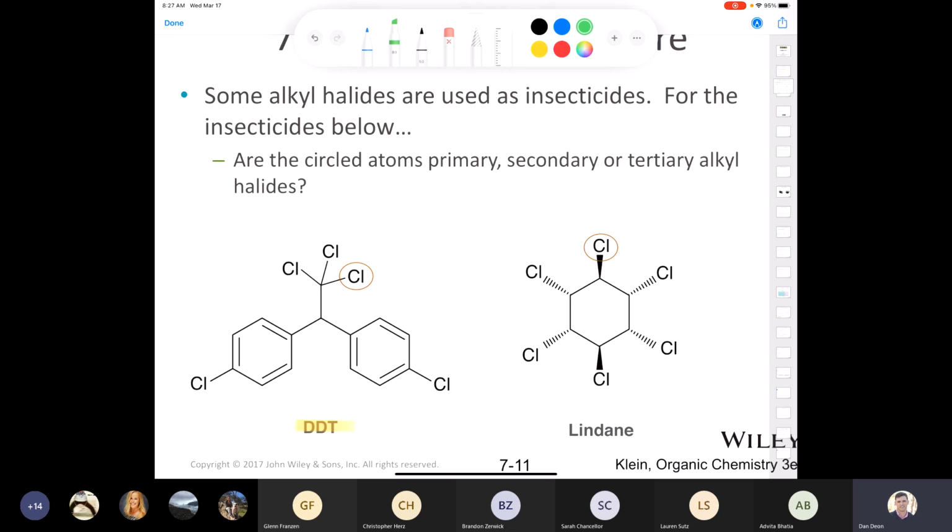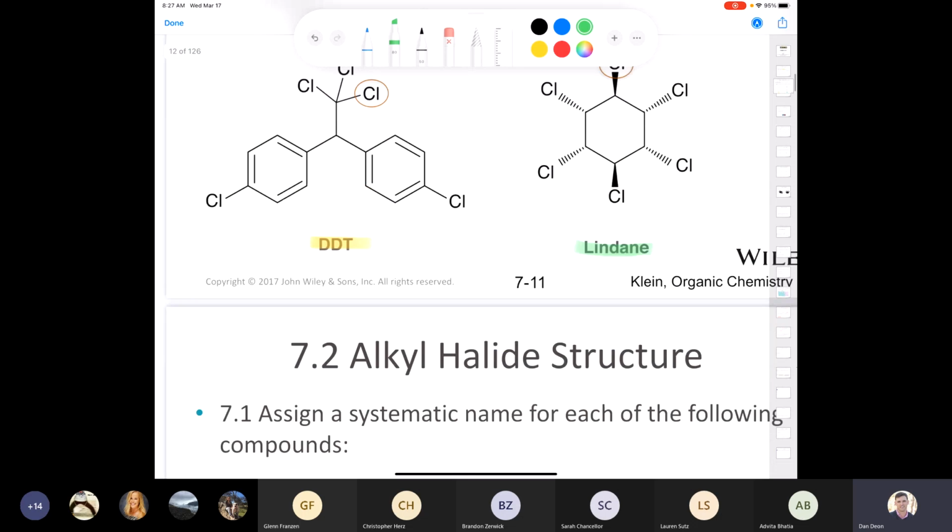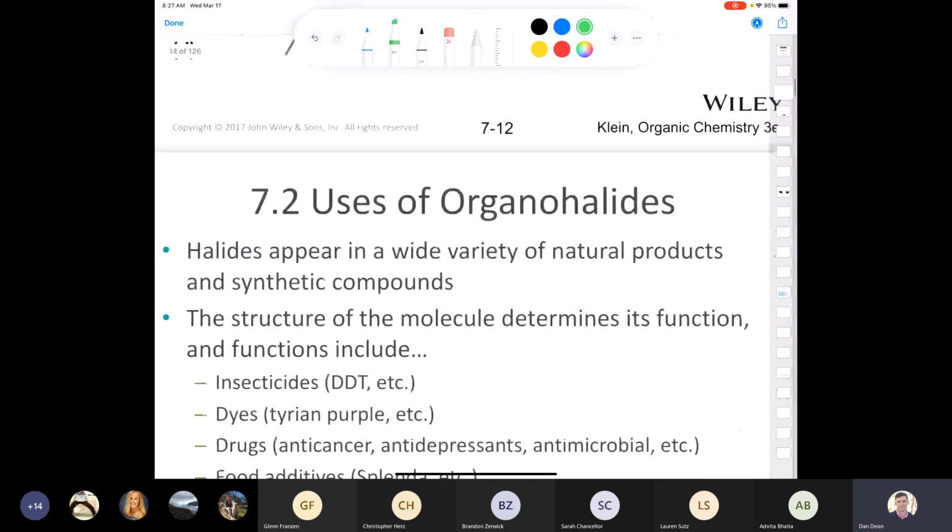Anyhow, we also have lindane, which is an alkyl halide. So if you're wondering, where would I find an alkyl halide in real life? Well, lindane is actually used in lice shampoos. So if you've ever had head lice and had to use a shampoo treatment for lice, you might have used lindane. I'm going to skip this next slide and we'll come back to it in a second.